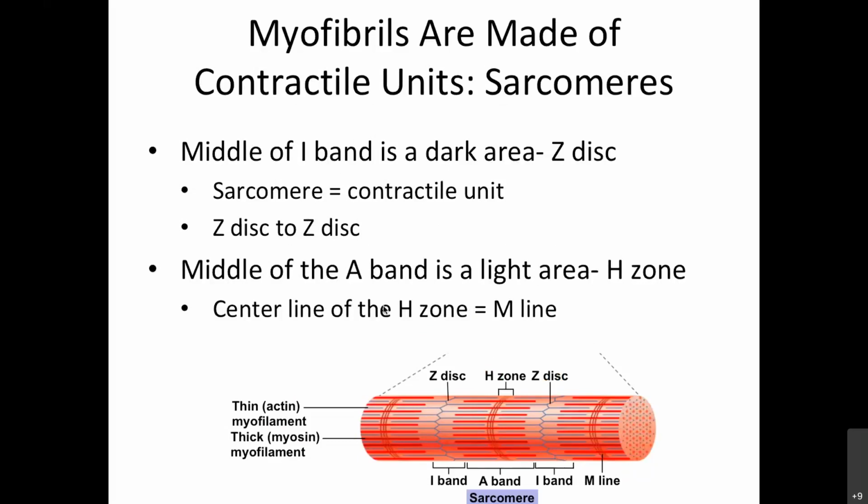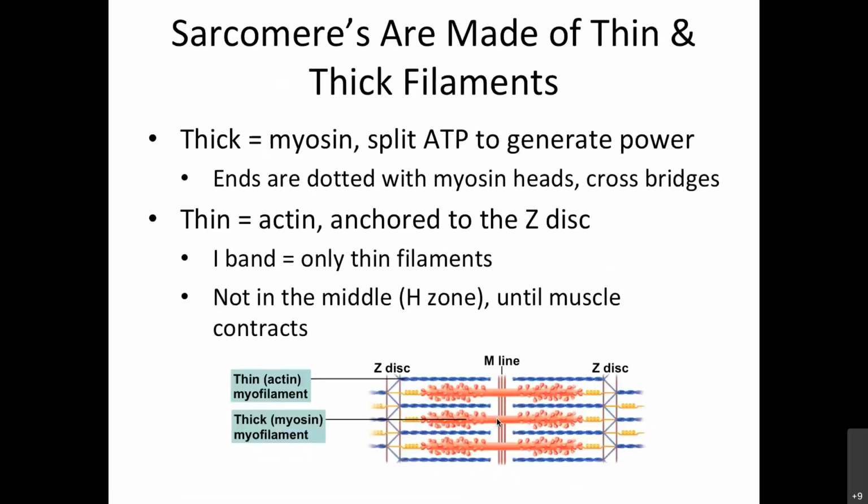So the middle of that I band is the Z disc, and the sarcomere goes from Z disc to Z disc. In the middle of the A band is a light area called the H zone, and in the middle of that is the M line. So you need to be able to draw this. I would recommend at the end of this class video that you take a minute and draw a sarcomere. Pause it if you're watching this video at home.